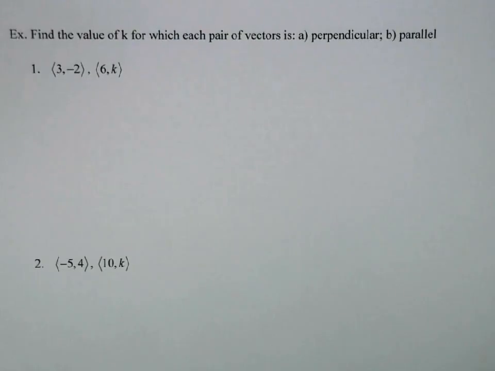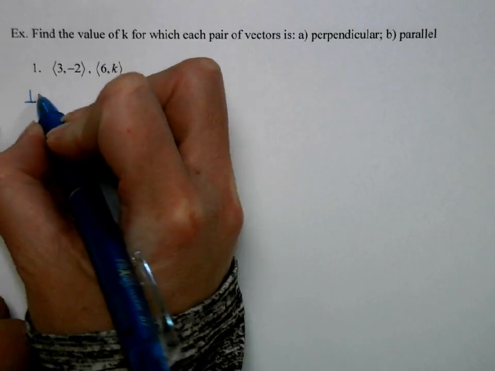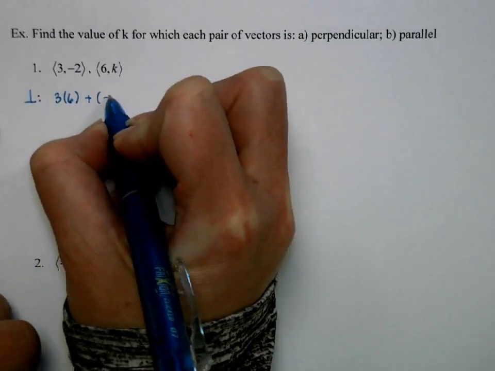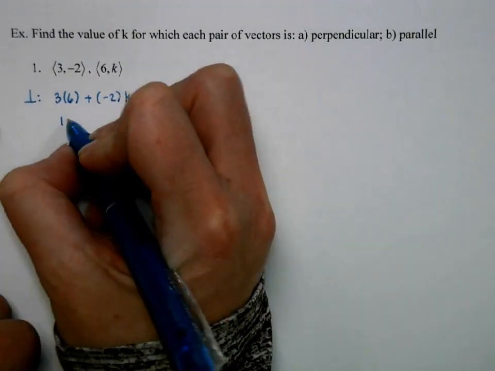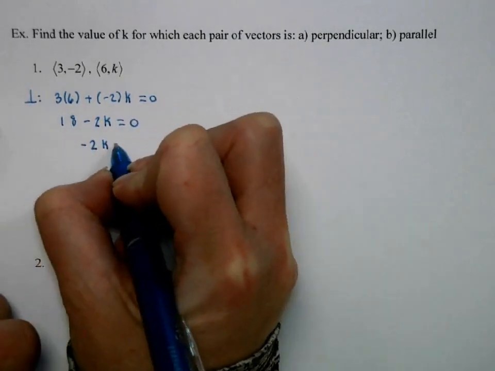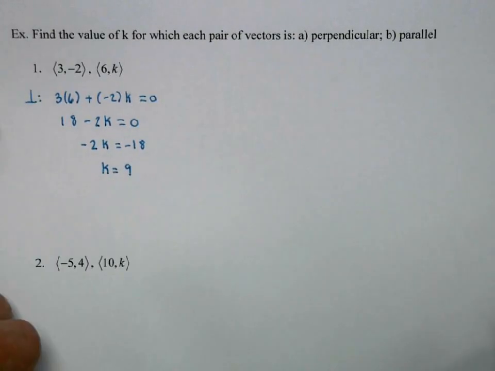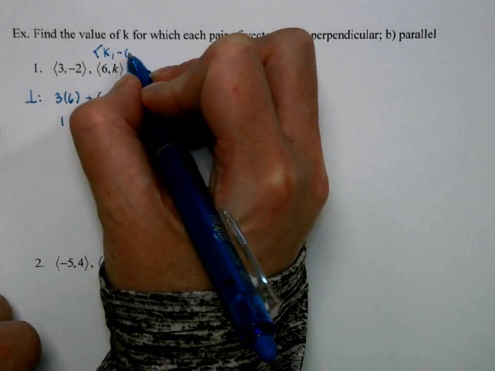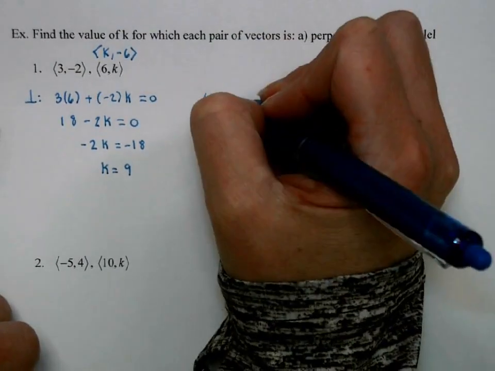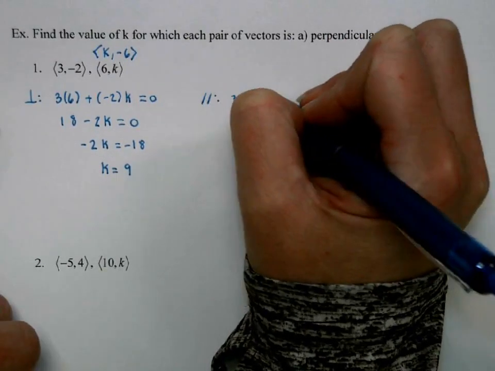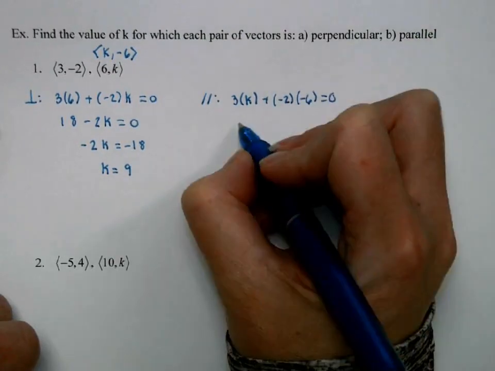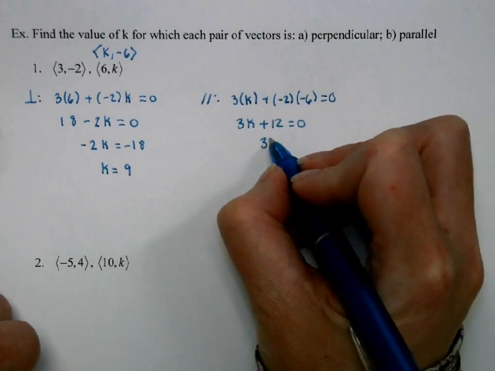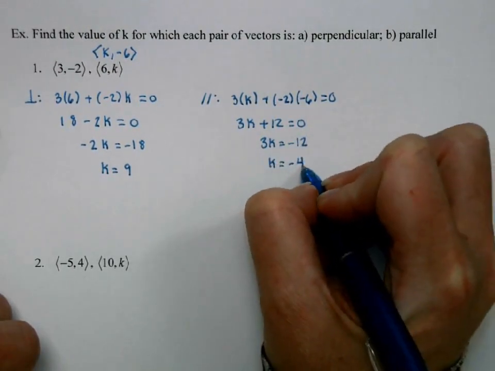Okay, then my last example, we're going to find the value of k that makes the vectors A perpendicular and B parallel. Okay, so if they're perpendicular, I want the dot product to equal 0. So I'll go ahead and do the dot product and set it equal to 0. And now I have an equation we can solve. So k to make them perpendicular is going to be 9. For parallel, I'll switch it, and I'm actually going to make this 6 negative just for, why not? So we'll do 3 times k plus negative 2 times negative 6 equals 0. And we get negative 4. So you can try the next one.